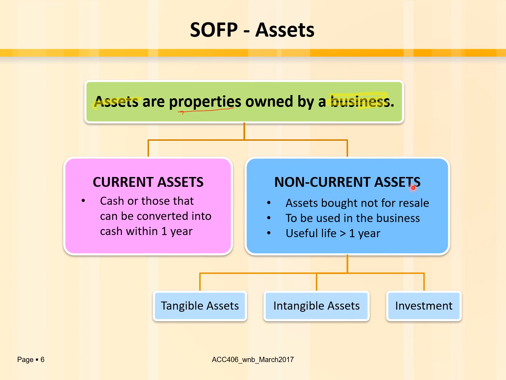Dan untuk non-current, aset bukan semasa, dia adalah aset yang dibeli bukan untuk tujuan dijual semula. Okay, dia akan digunakan untuk bisnes tu untuk tempoh lebih daripada setahun. Okay, untuk non-current asset ni ada kategori dia which is the tangible assets, the intangible asset and also the investments.